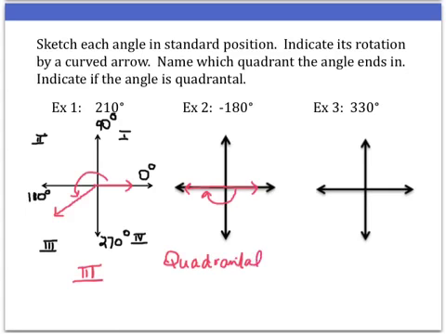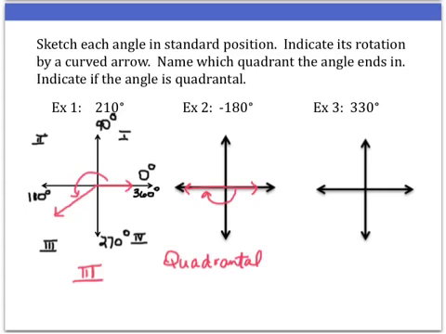Like so. And the arrow showing the direction is necessary to show that this is a negative measurement. Now example 3, we have a measure of 330 degrees, which means that it's going to wind up somewhere here between 270, which is this, and 360. Also, this is also 360.